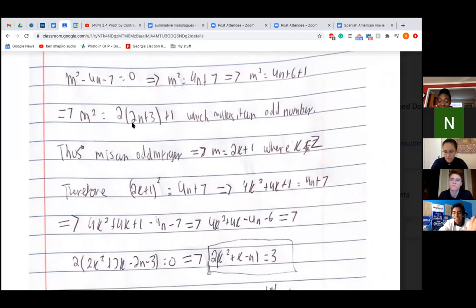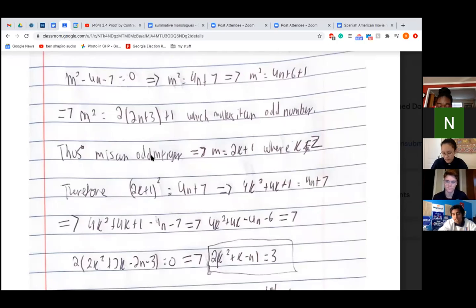Okay. So we're trying to prove that m squared minus 4n minus 7 does not equal 0. So first we have the assumption that m squared minus 4n minus 7 is equal to 0. Therefore, m squared is equal to 4n plus 7. And then we broke the 7 down into 6 plus 1. The reason we did that is so we can get m squared is equal to 2 times (2n plus 3) plus 1, which makes it an odd number because of the plus 1.